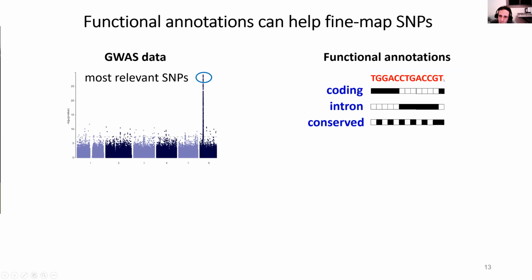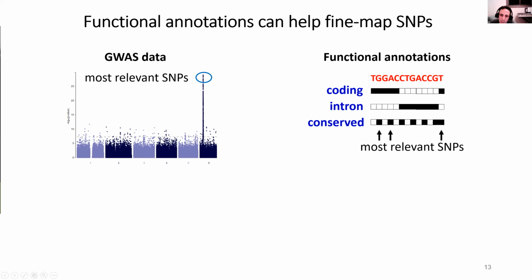Let's say that we have these traits of the genome, and for each SNP we have some annotation. Let's say we have these three annotations: coding, intron, and conserved. We can already say, without looking at the data, that these three SNPs are probably the most relevant ones because they're coding and conserved and they're not in an intron. Ideally, we would want to combine these two sources of information, the functional annotations and the GWAS data. This fits very nicely into a Bayesian framework where the functional annotations inform the prior distribution, and then we update the posterior based on the GWAS data.